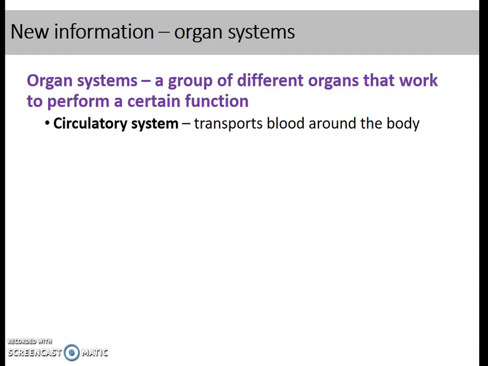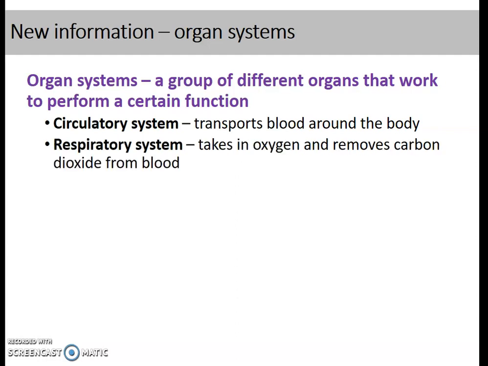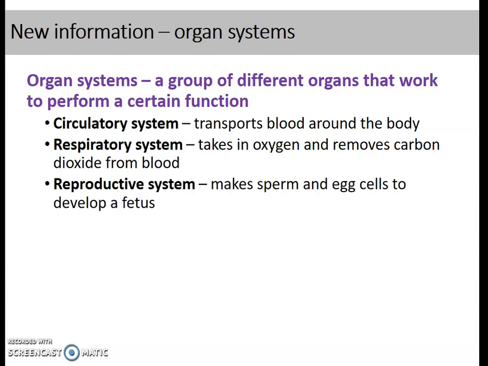So an organ system, just to repeat, is a group of different organs that work to perform a certain function. And you've got various different organ systems. So you've got the circulatory system and that transports blood around the body. You've got the respiratory system that takes in the oxygen and removes the carbon dioxide, remembering that we don't want carbon dioxide in the body because it can build up and be poisonous.